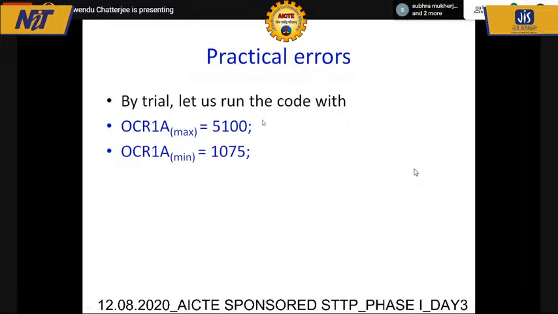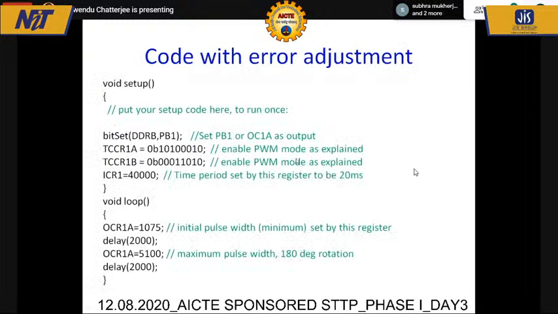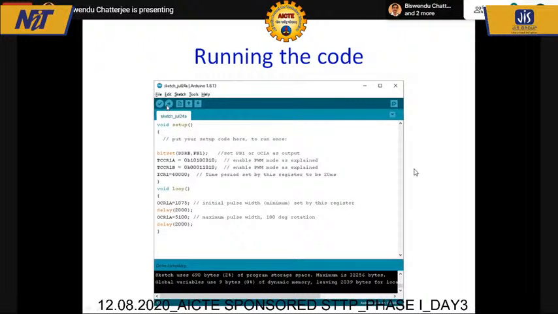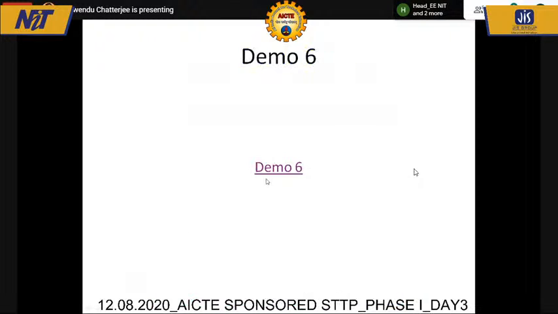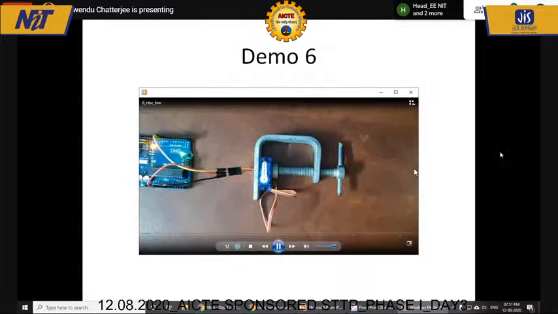By trial, let us run the code with, instead of 5000, I have run with 5100, and the minimum value is 1075. Now let us see what happens. Just put this code, change these two values only, and compile and upload to this Arduino board. Let us see the demo.